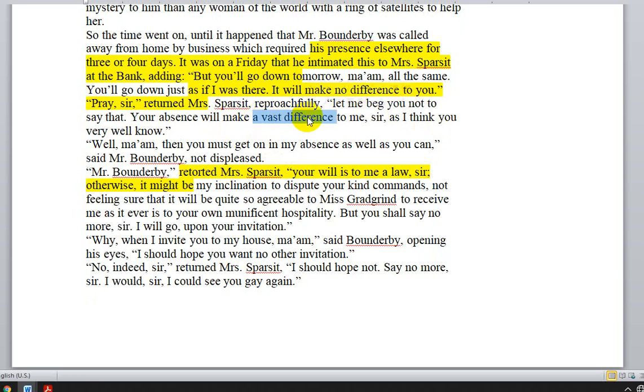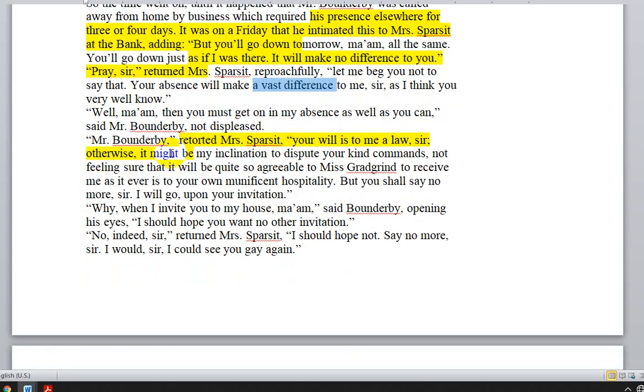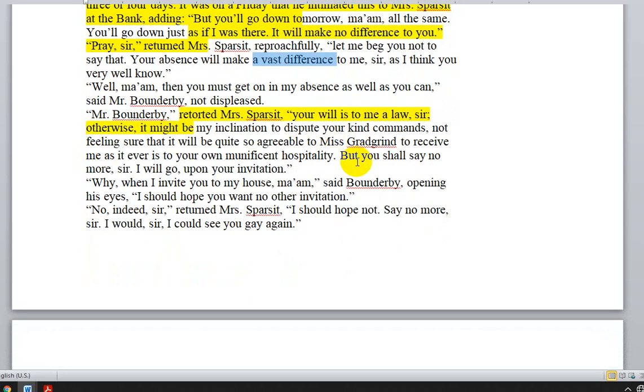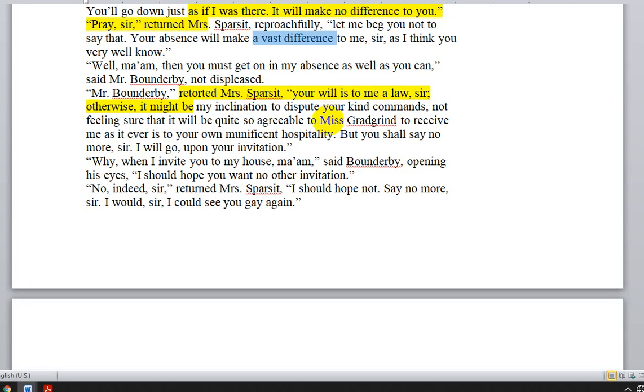Of course, this is in front of him, but after he is away, she would say different words. "Well, ma'am, then you must get on in my absence as well as you can." "Mr. Bounderby," retorted Mrs. Sparsit, "your will is to me a law, sir." Just like what we said in the previous lecture: to obey without obedience, or without disobedience.